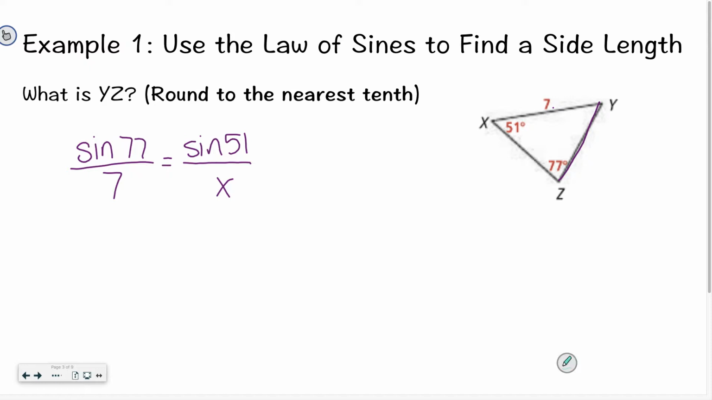I know the law of sines had 3 different fractions, but in order to solve, you only need 2. So less work. You guys should be cheering right now. What you are going to do is cross multiply. So I would multiply x times sine of 77, and that equals 7 times the sine of 51. I will do this to make it a little easier to see the angles. Next, to get x by itself, I would divide both sides by sine of 77.